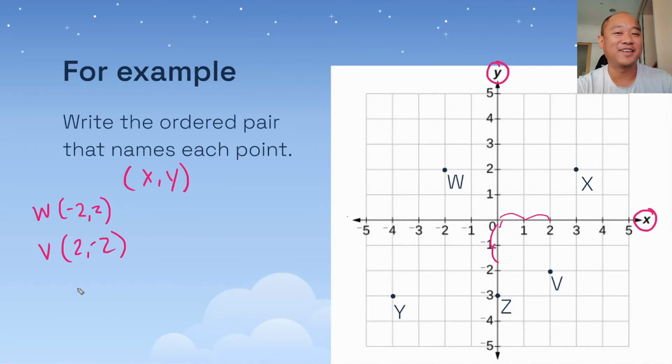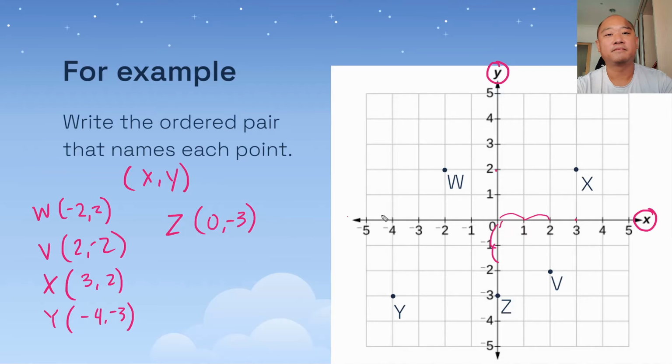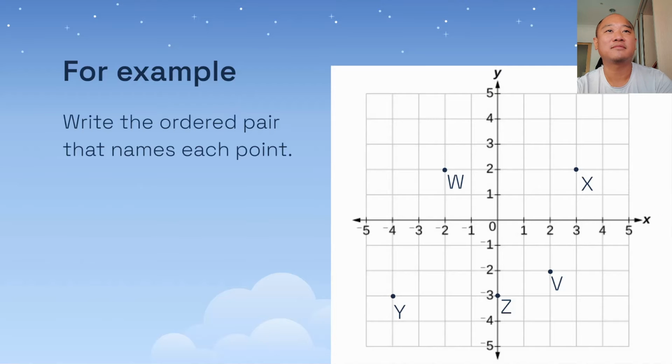So if you did pause the video, then here we are, we're back, and we have x. X is 3, 2, and then y is -4, -3, and then z here, which is kind of between 2 quadrants, because it's on the y-axis, is 0, -3. Did you get all those right? I know you did, because you're such smart kids.